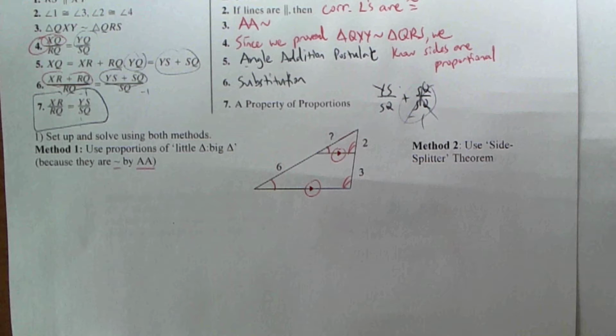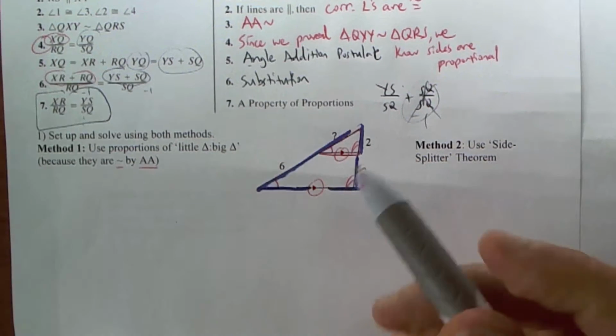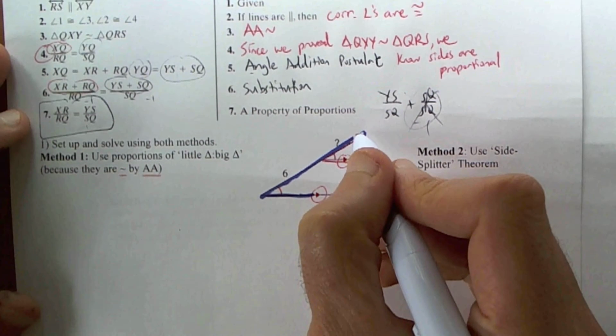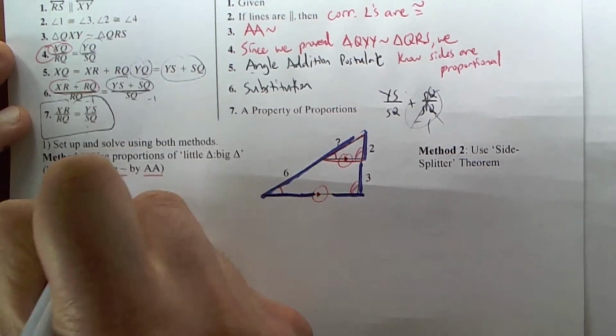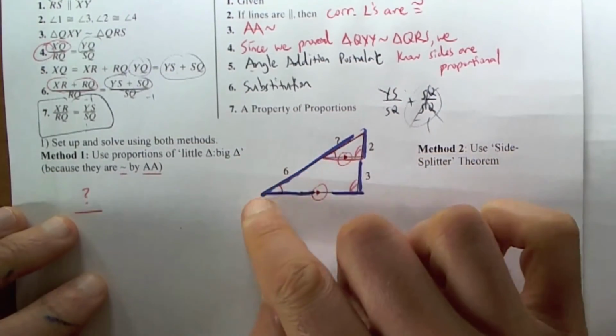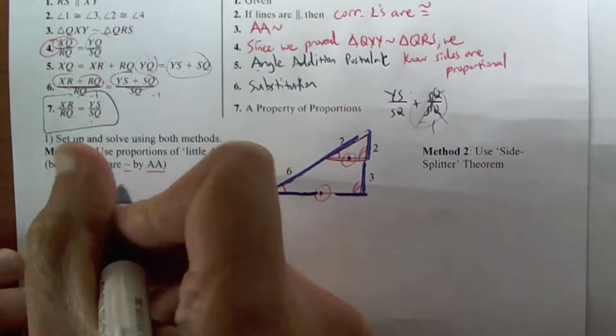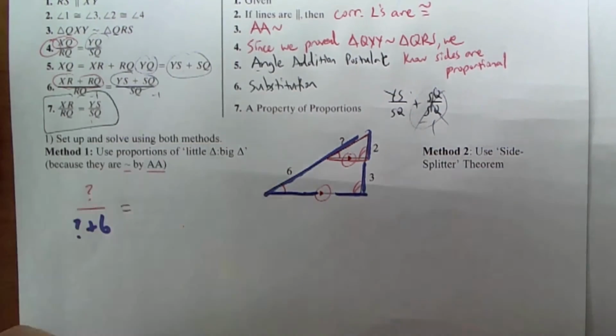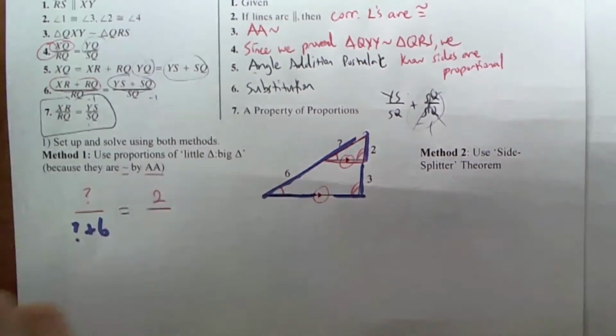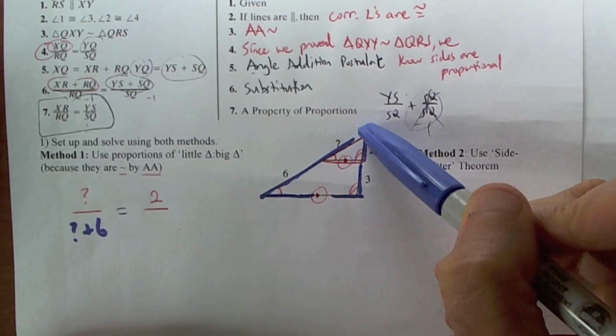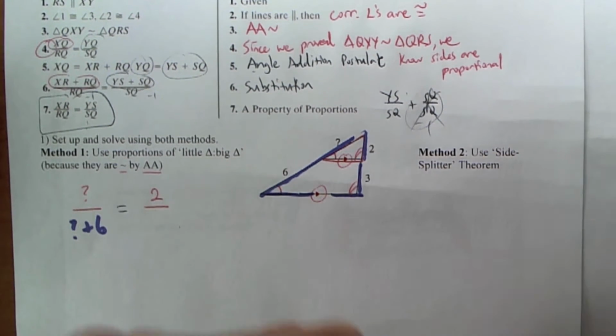So first off, let's ignore side splitter. Let's just pretend like we know that little red and big blue are similar. Let's go ahead and set up a proportion. So question mark on the red corresponds to what length on big blue? Careful, it's not 6, right? Question mark to question mark plus 6 is the same ratio as 2 is to, now it's not 3, right? The big blue, the whole side is 5.